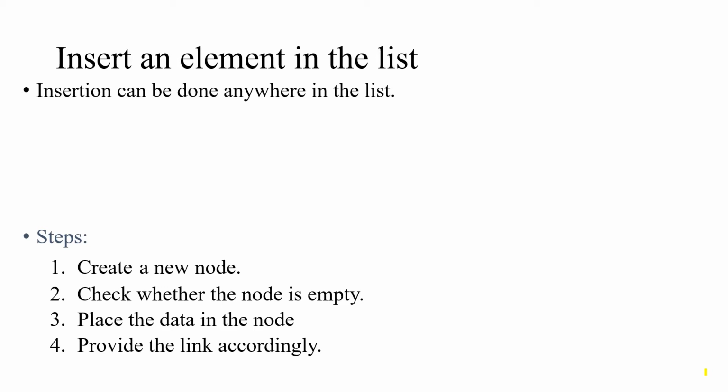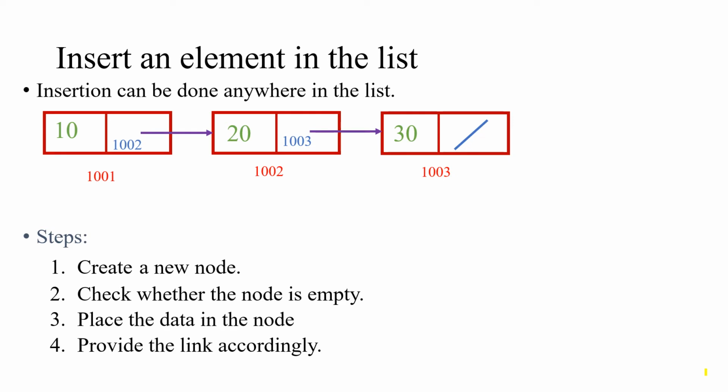For inserting data, there are 4 steps to be followed. I'll explain with an example. Consider this singly linked list. Here I want to insert a data in the second position. For that, first I'm going to create a new node. While creating a new node, the address of that particular node will be generated automatically. Now check whether the node is empty. Yes, it is empty. So I'll place my data in the new node, which is my third step. The fourth step is very essential, that is providing the link accordingly.